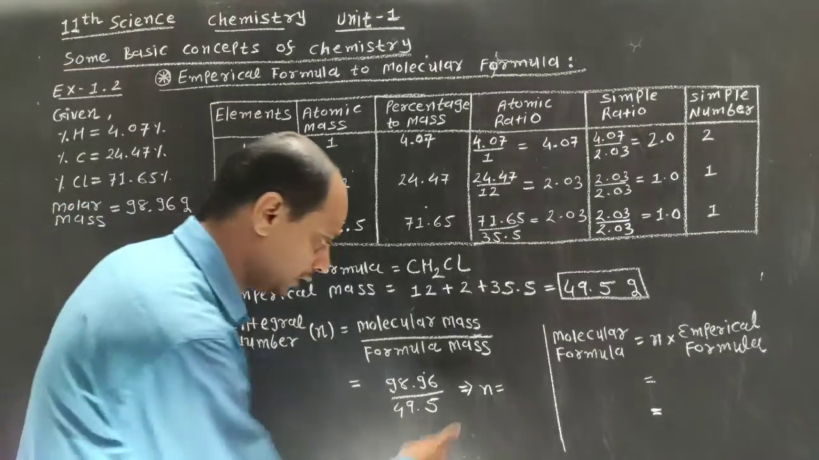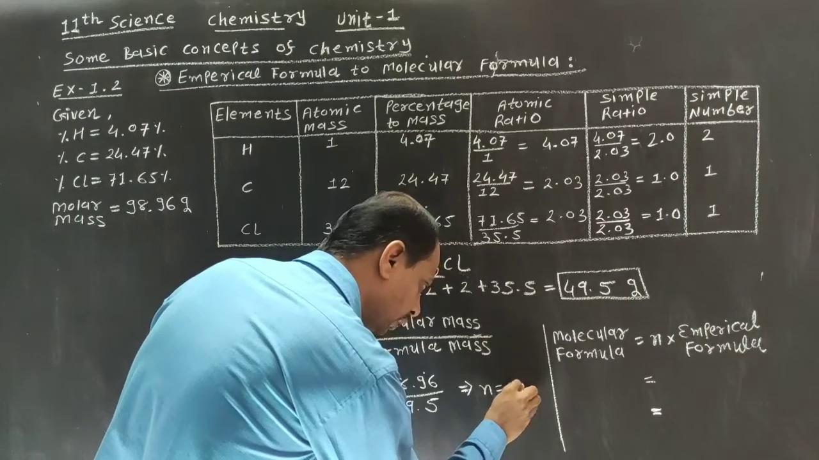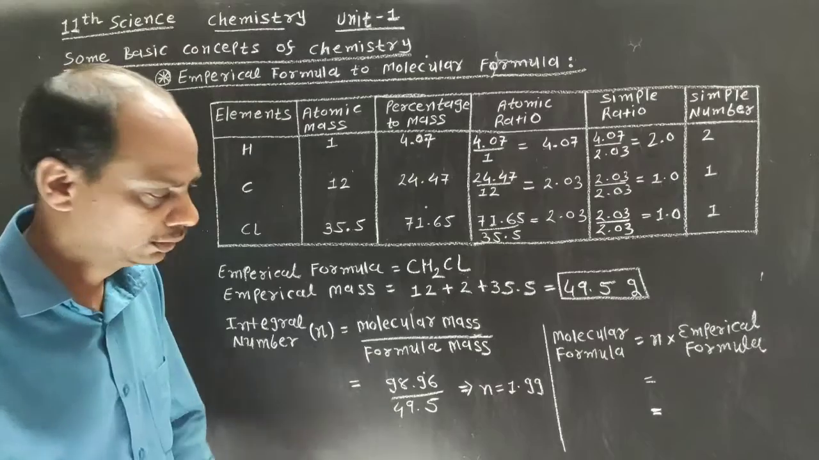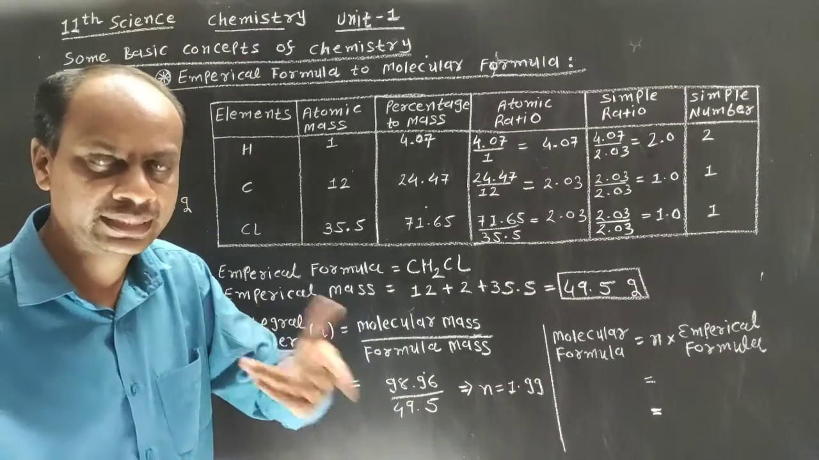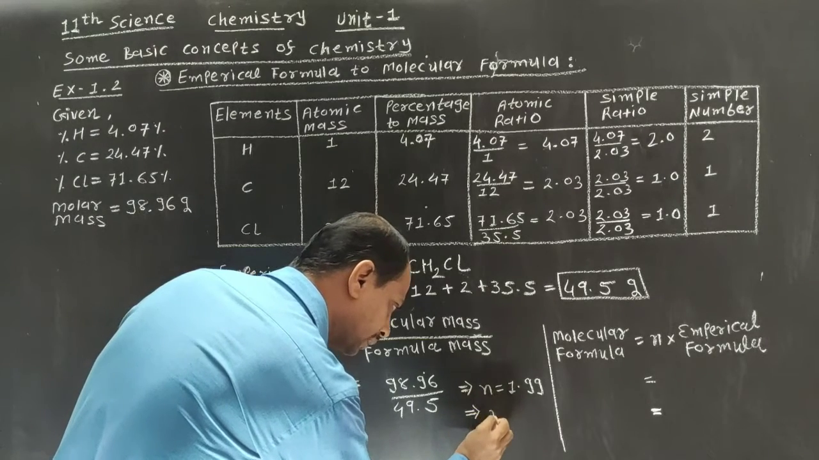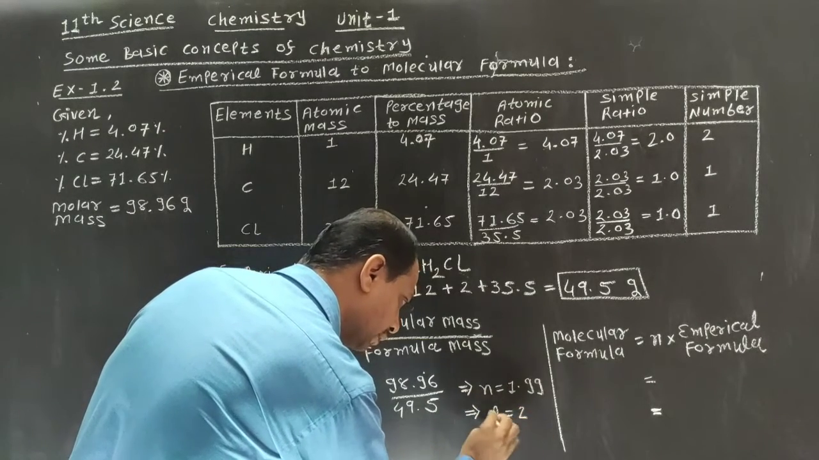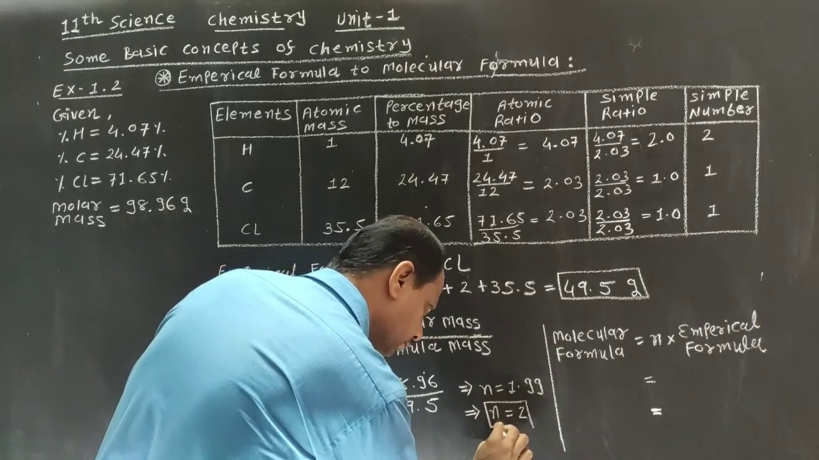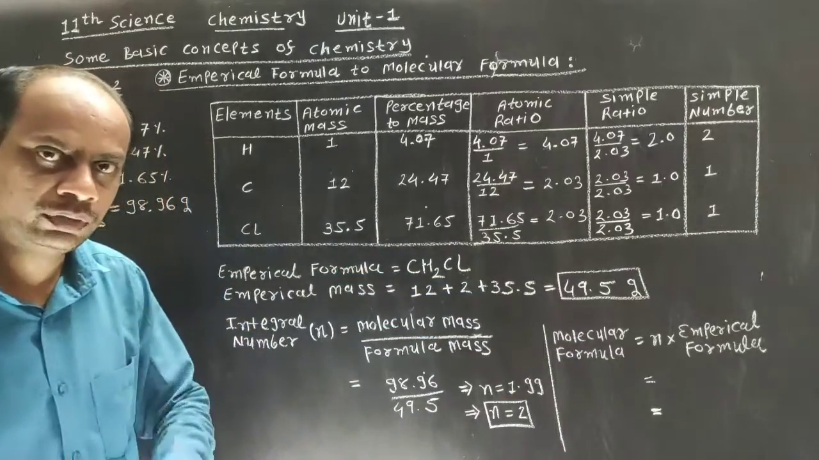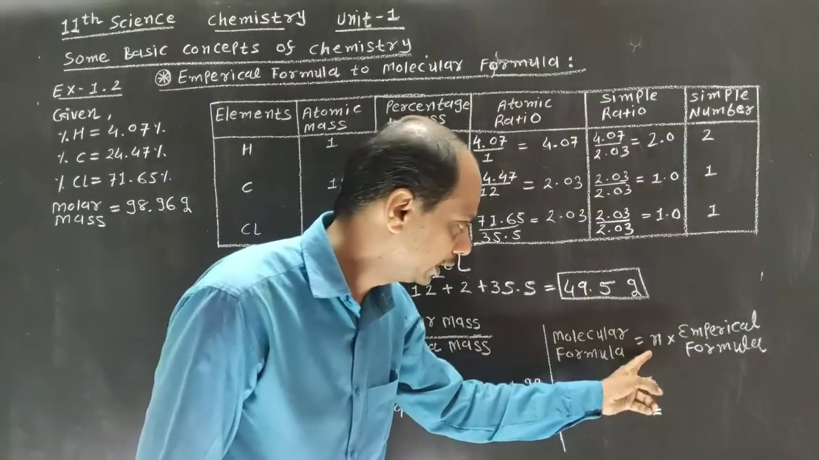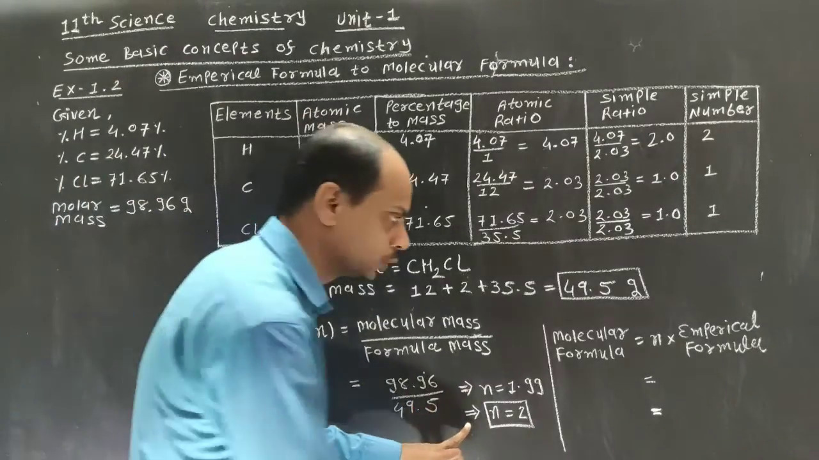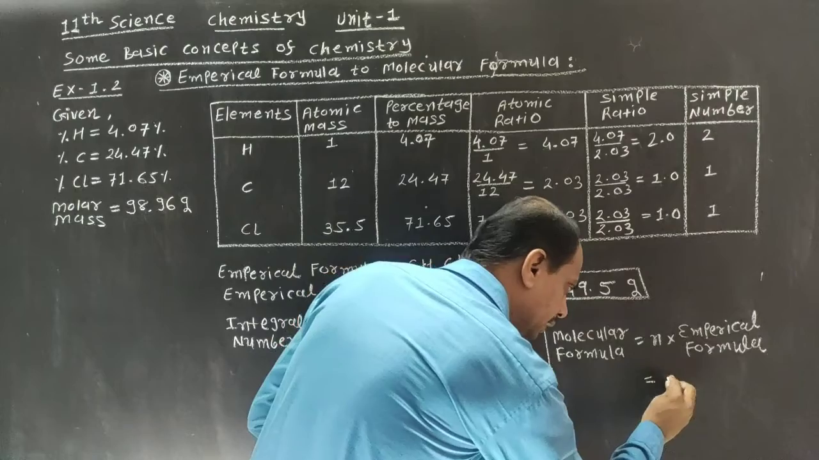Division of both gives us the answer 1.99. Convert 1.99 into the next whole number. So we can write that our answer n is converted into 2. Is it? Now, molecular formula. How can we obtain the molecular formula? That n is multiplied by the empirical formula. What is n? 2. So I am going to substitute the value of n in the next step.